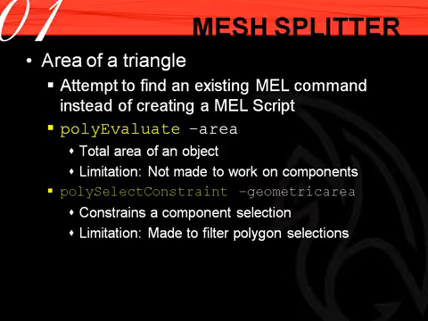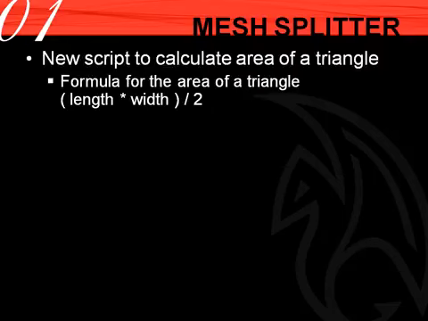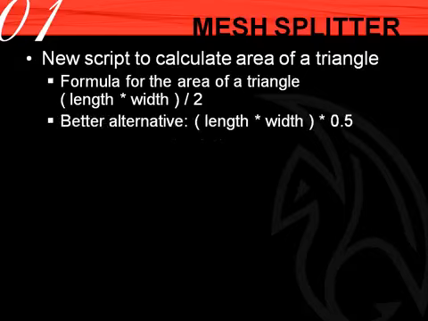So it's best to stay away from that sort of thing. So we pretty much assume that we have to make our own solution to this problem. So we're going to create a new script to calculate the area of a triangle. The formula for the area of a triangle, as many of you may remember from pretty simple beginner geometry in high school or even in elementary, would be length times width divided by 2.